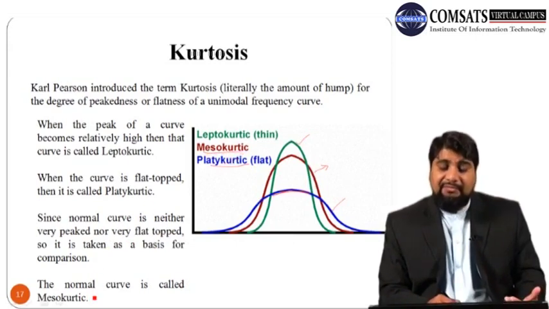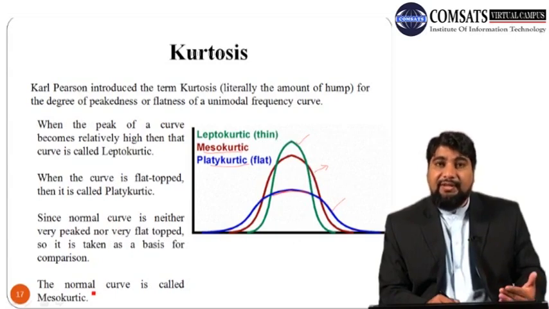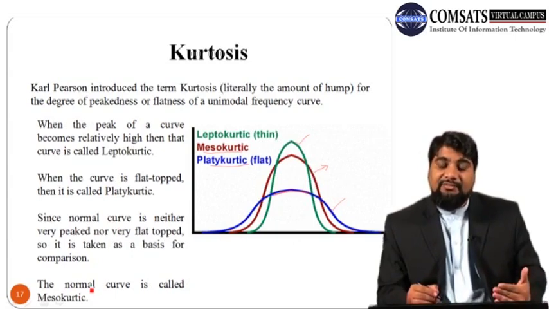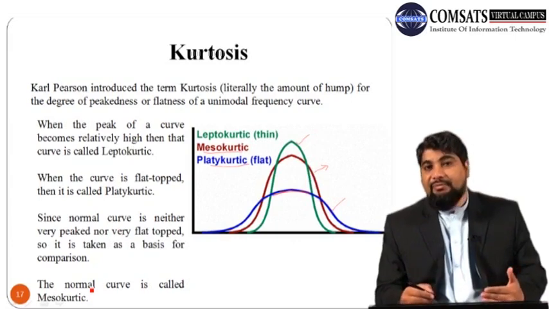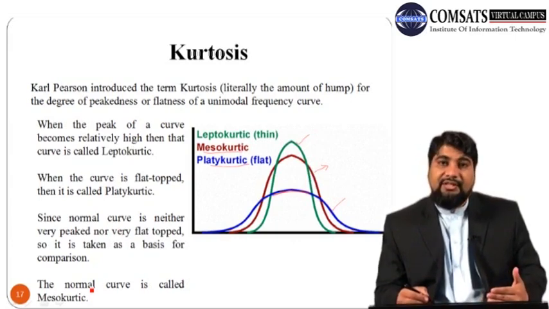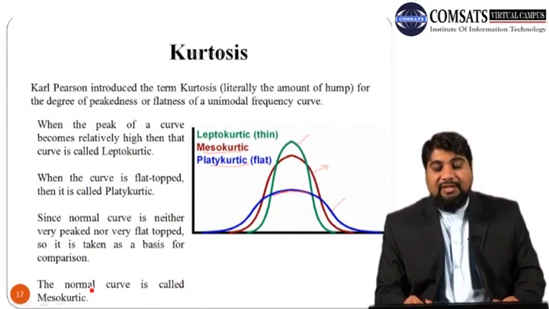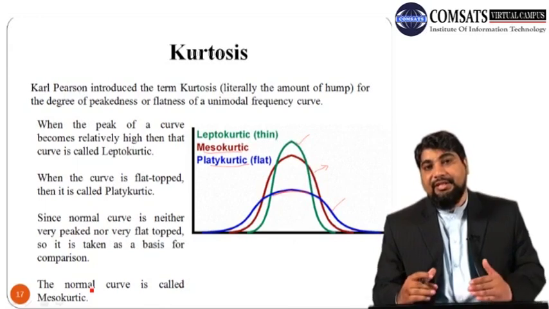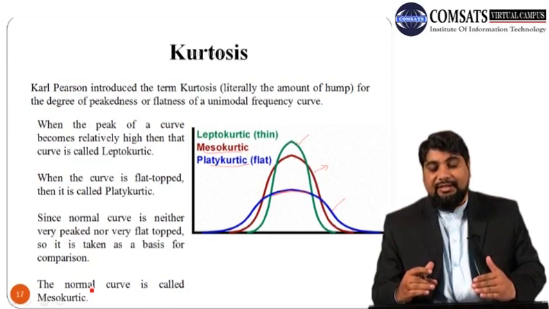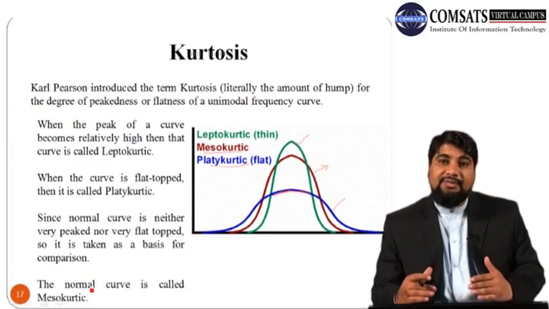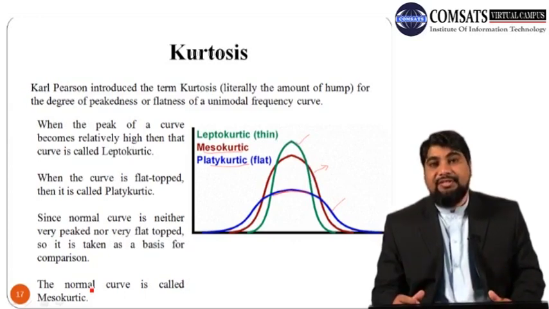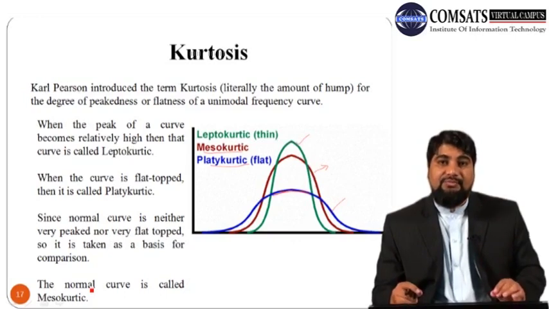Leptokurtic is for the curve having a peak higher than the normal curve, platykurtic is the curve having a peak lower than the normal curve, and mesokurtic is the curve having a peak matching the peak of the normal curve. So mesokurtic is our basis for the comparison. We take it as the benchmark curve, and we compare all the curves with this mesokurtic curve, which is the curve for a normal distribution.